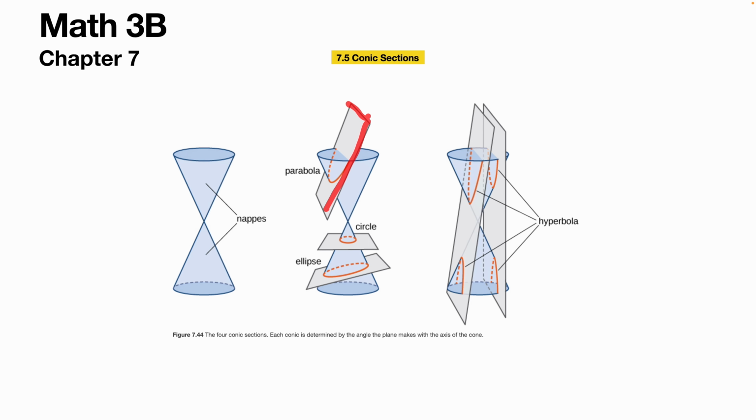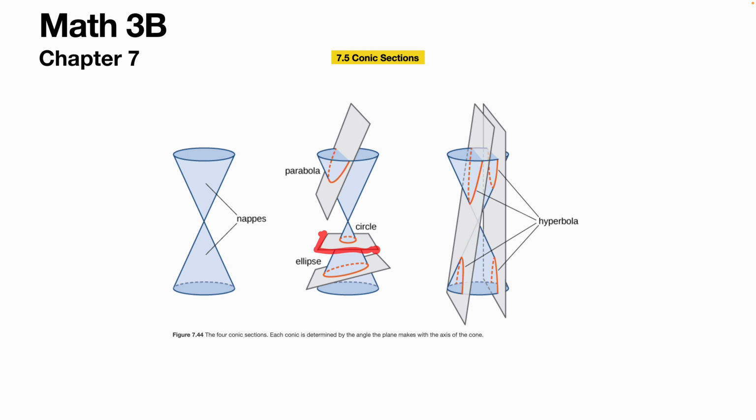Take a plane, a sheet of paper, and place the plane so that it's parallel with this line. Then that sheet of paper will intersect with the cone in only one of the two nappes. Here it's shown intersecting with the top nappe. Take the sheet of paper and tilt it down so it's horizontal. Now the cross section will result in a circle.